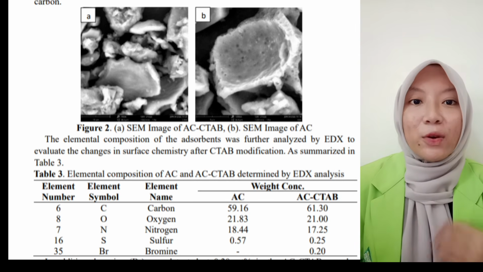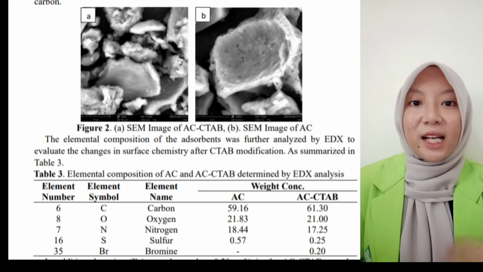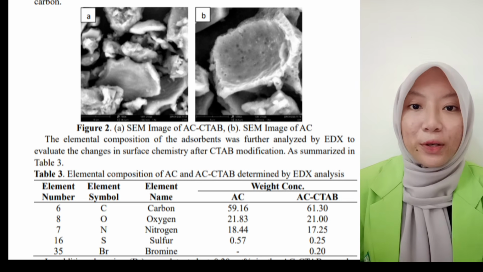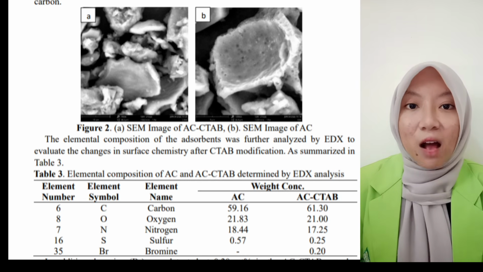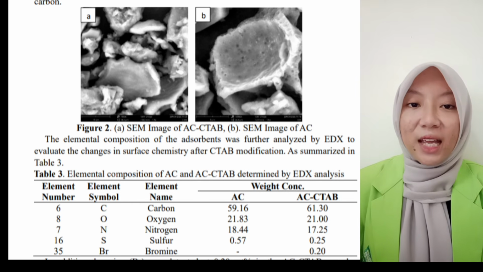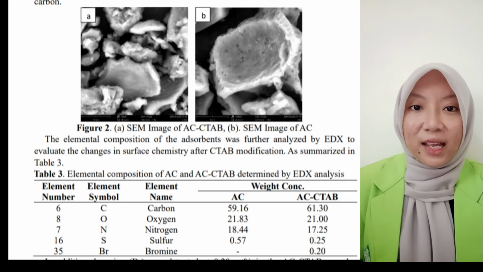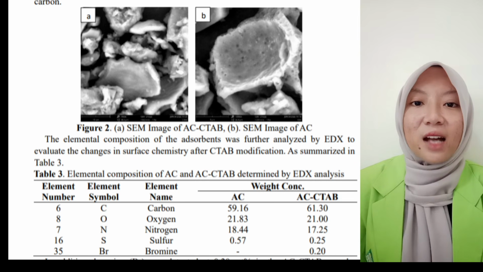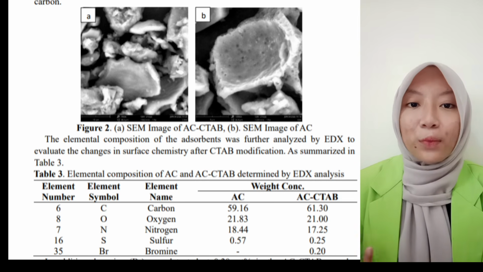This finding is in agreement with the FTIR result, which reveals the characteristic C-Br absorption band in the CTAB modified activated carbon. The simultaneous detection of the C-Br functional group by FTIR and Br by EDX indicates that bromide containing CTAB species remained associated with the activated carbon surface after the modification process.